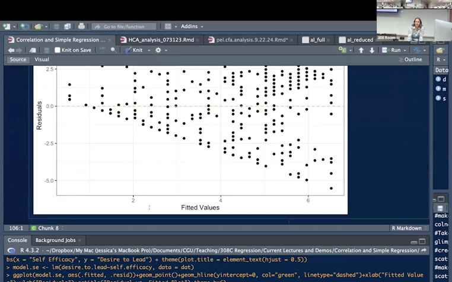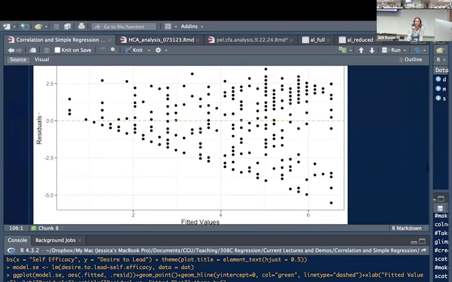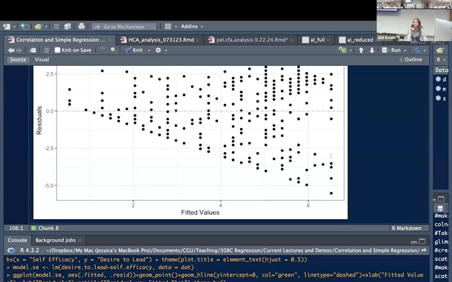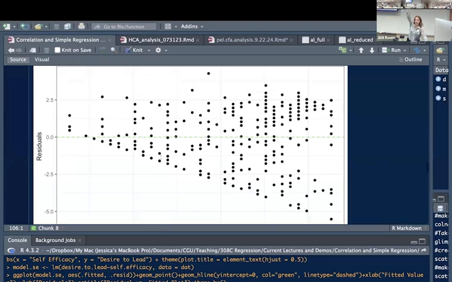So here are the fitted values. These are the different levels of the predictor. And here are the residuals. What does that green line represent? No residual, no error. This is an error plot. It's plotting values of the predictor against degree of error from the line. The green line in the middle is perfect fit. Above and below is just whether it's over predicting or under predicting.